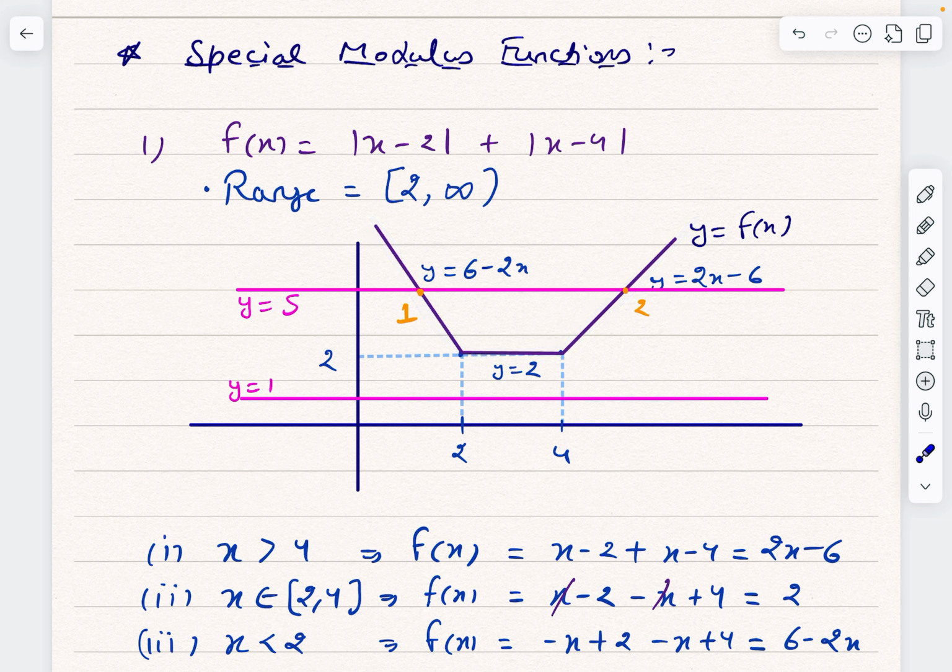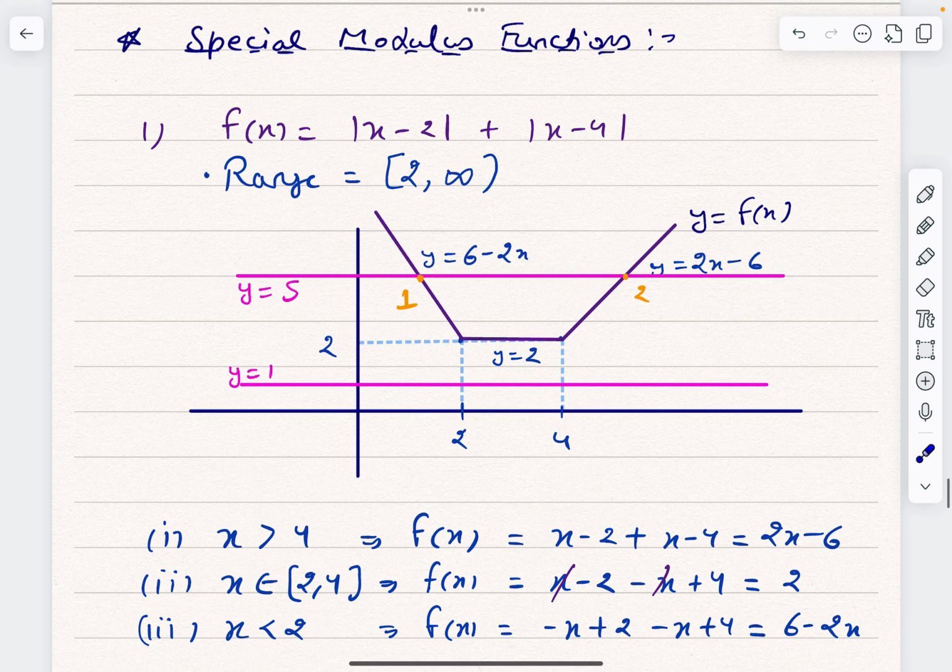So the graph you can draw directly. Check the value at 2, check the value at 4, join them, and then after and before just draw two lines which are going up. Okay, graph we got, range also we get from there. You can see the minimum value we got was 2 only, which was at 2 and 4, and all the points between. After 4 and before 2 the value is more than 2. So the minimum value of the function is 2. So the range is [2, infinity).